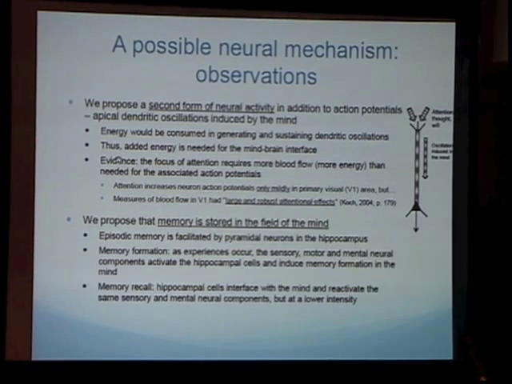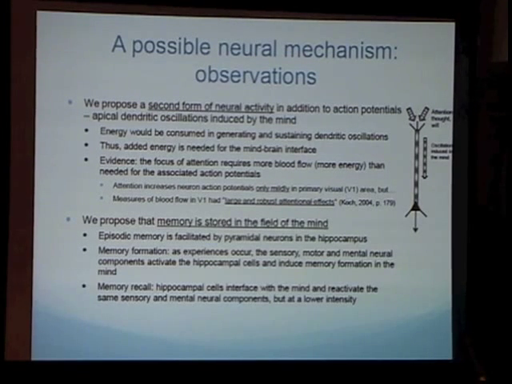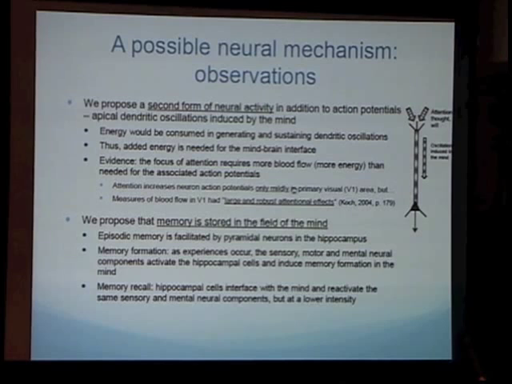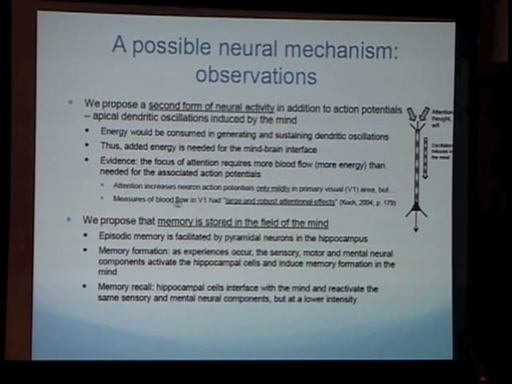If you focus attention, if you're measuring it in a monkey and you train the monkey to focus its attention on one part of the visual field, and you measure the blood flow and the action potentials in that part of the brain, you will find that there is more blood flow and more energy than would be needed just for the action potentials. The action potentials increase only mildly in the visual cortex, but the blood flow increases a lot, and it's sustained when there's attention, much more than would be required just for the action potentials.